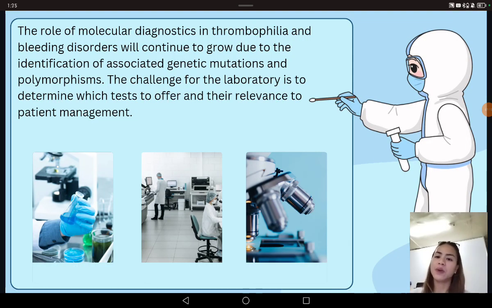Lastly, the role of molecular diagnostics in thrombophilia and bleeding disorders will continue to grow due to the identification of associated genetic mutations and polymorphisms. The challenge for the laboratory is to determine which tests to offer and their relevance to patient management.